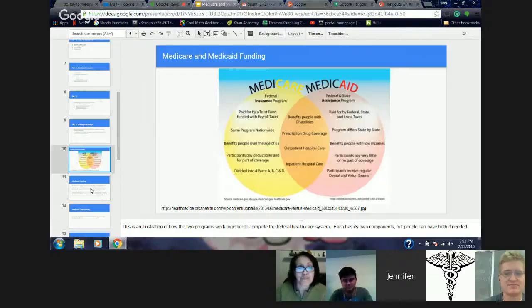Okay, that's me, and Medicare and Medicaid funding. This is an illustration of how the two programs work together to complete the federal healthcare system. Each has its own components, but people can have both if needed.